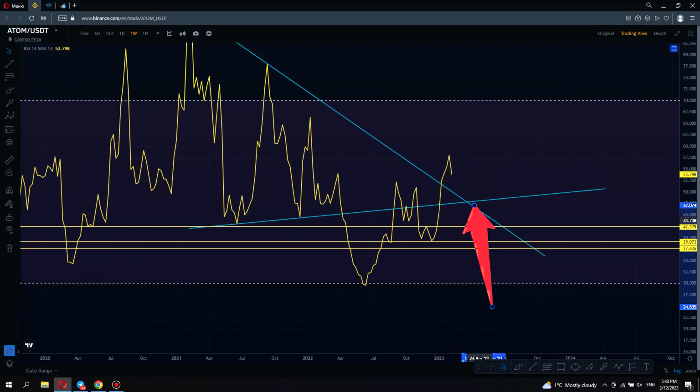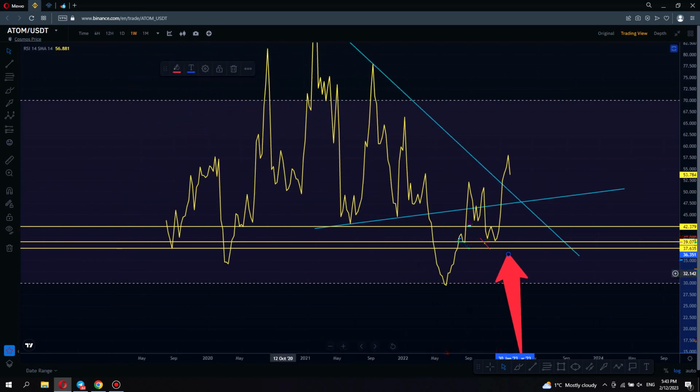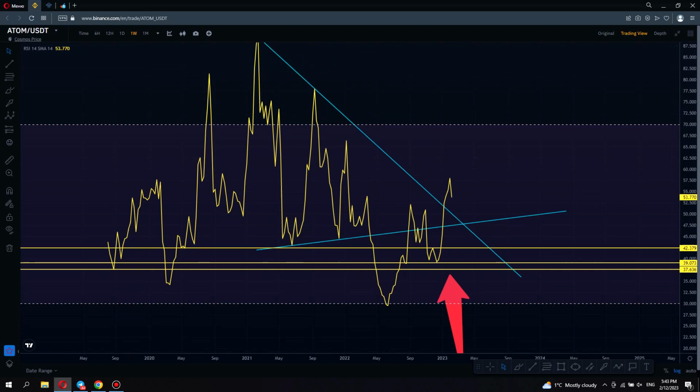So that blue trend line there, if we go lower, you always have these couple of support trend lines. So 42.3 on the RSI, 39 and 37.6. Those are points of contact where we've seen bounces from previously on the chart. So that's pretty much it.